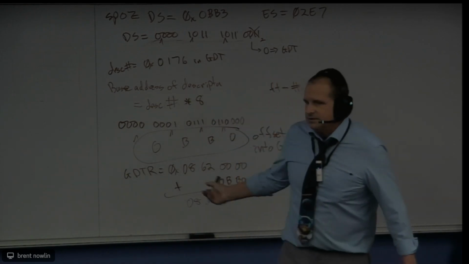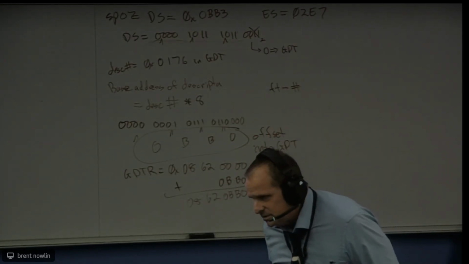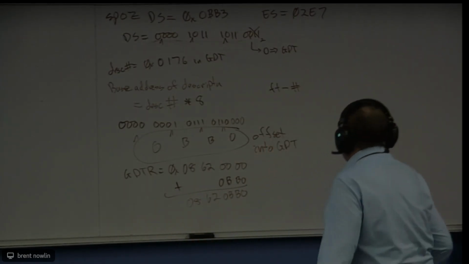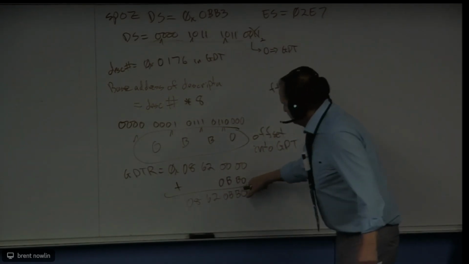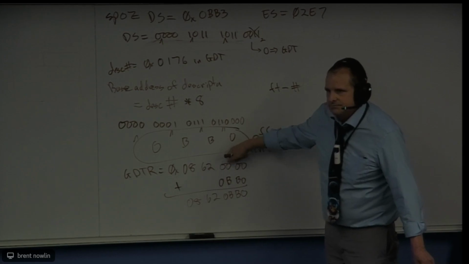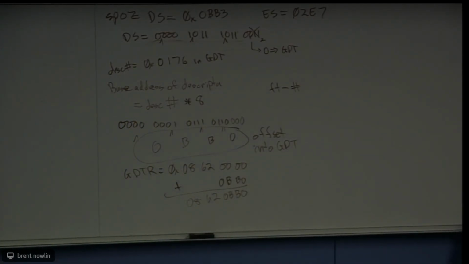08620BB0. And again, do you really think the processor is going to go through the trouble of adding? No. It takes the global descriptor table register and just plops this value into the least significant 2 bytes. That's all it does. Where in the table do we see this address? 08620BB0. Oh, it is? Oh, crud.